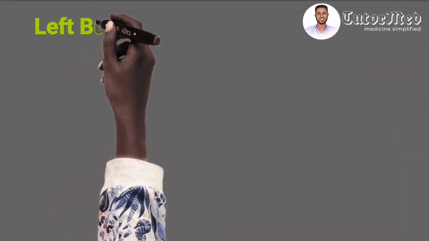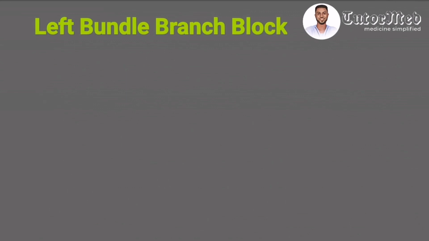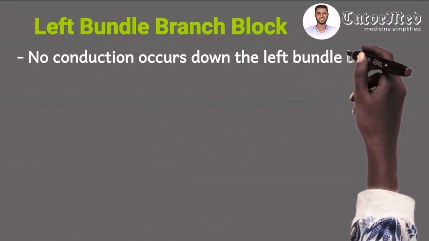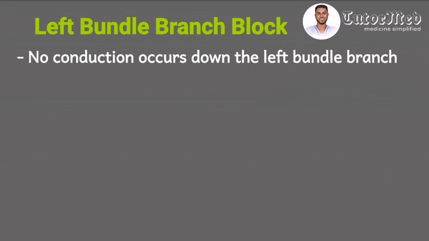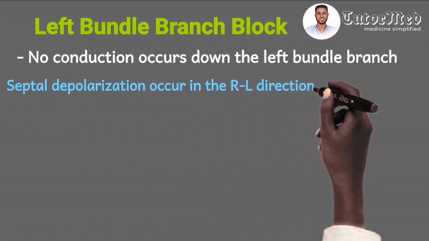Now let's see left bundle branch block. Here, similarly, there will not be any conduction down the left bundle branch since there is a block in it. Now remember that septal depolarization normally occurs in the left to right direction, but because there is left bundle branch block, this will occur in the opposite direction. Instead of left to right, it will be from right to left.